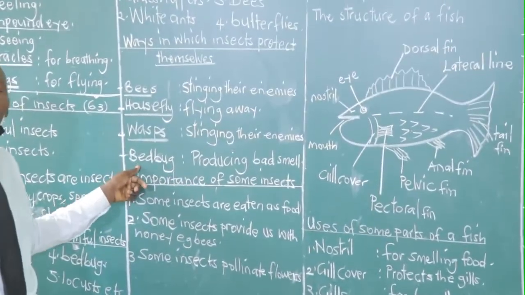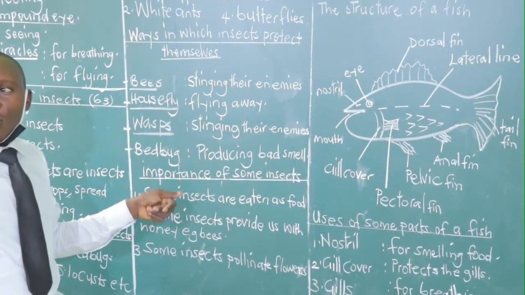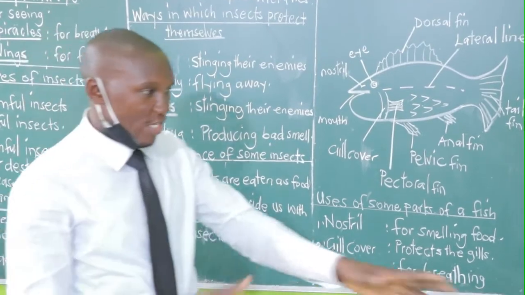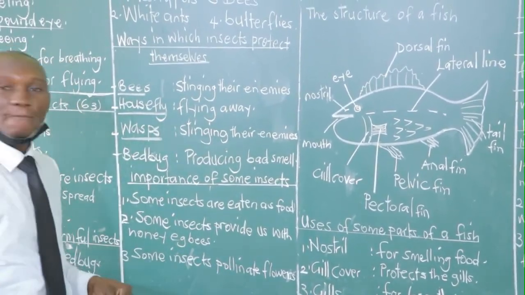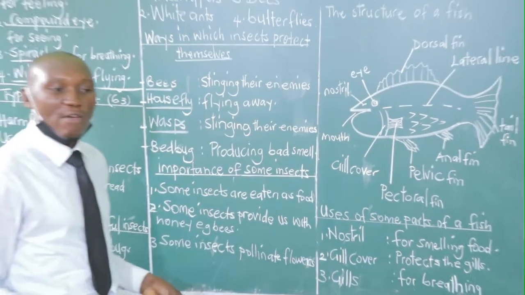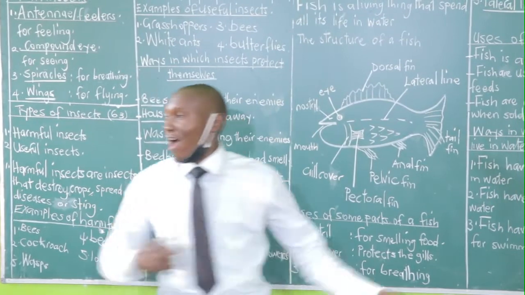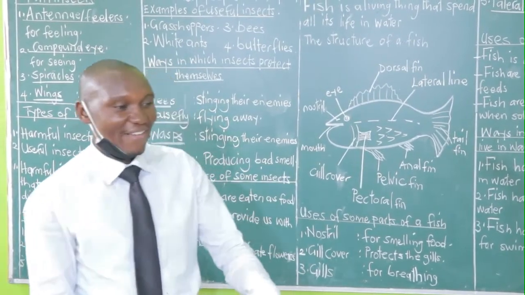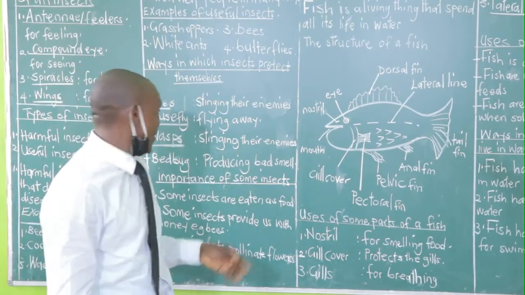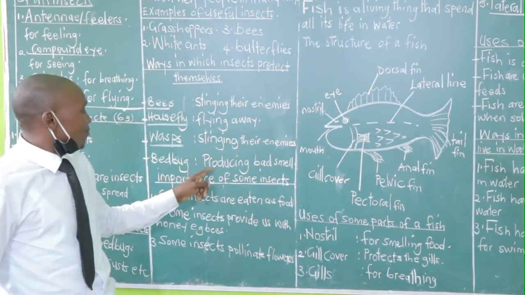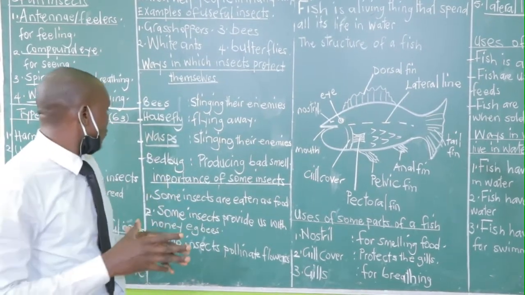Then we have bed bugs. The bed bug, when you start chasing it or disturbing it, will produce a bad smell. And when it produces a bad smell, there's something smelling, then you will leave it and you go away. It will remain there, laughing, saying, I have finished you, I have given you a bad one. Therefore, a bed bug produces a bad smell to protect itself.